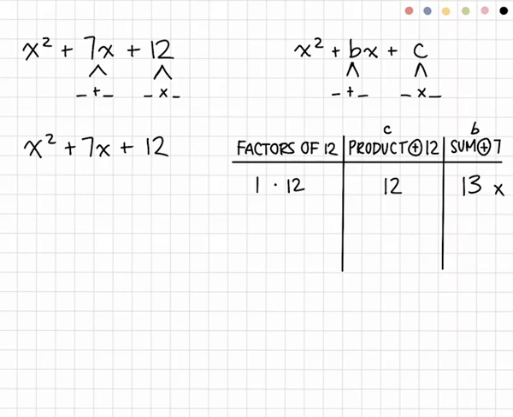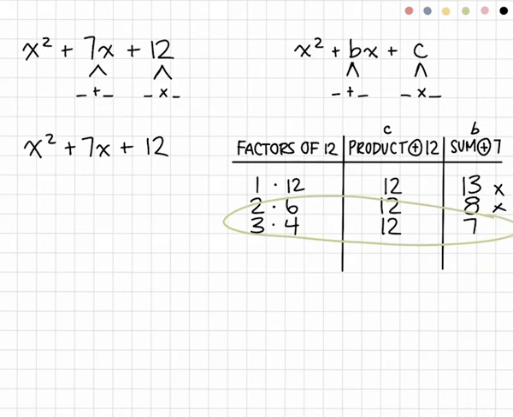Let's keep going. How else can I get to 12? I can do 2 times 6. 2 times 6 is 12, but when I add 2 and 6, I get 8. It's wrong. What's next? Numerically, we did 1, we did 2. Can we use 3? 3 times what? 3 times 4. That's going to equal 12, and when I add that, that equals 7. Winner, winner, chicken dinner. Now I know what I'm going to work with.